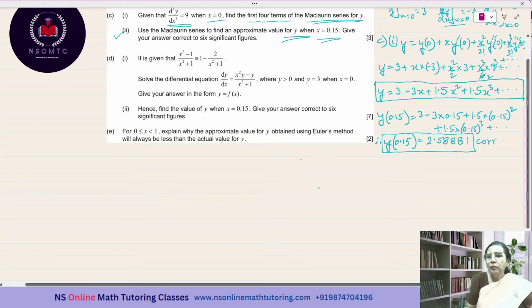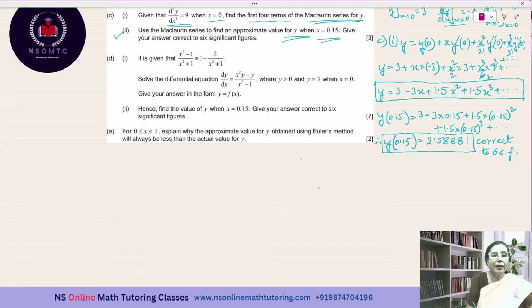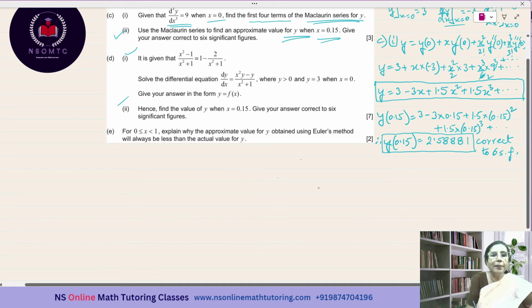Correct to 6 significant figures. Okay. Fine, we have given the answer for subpart C. Subpart D, it is again containing 2 further subparts.